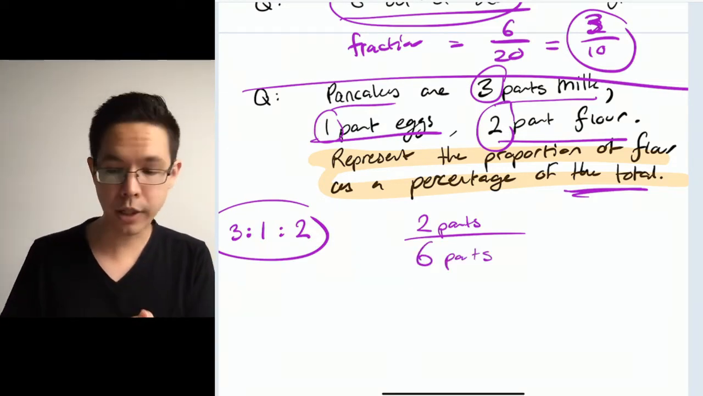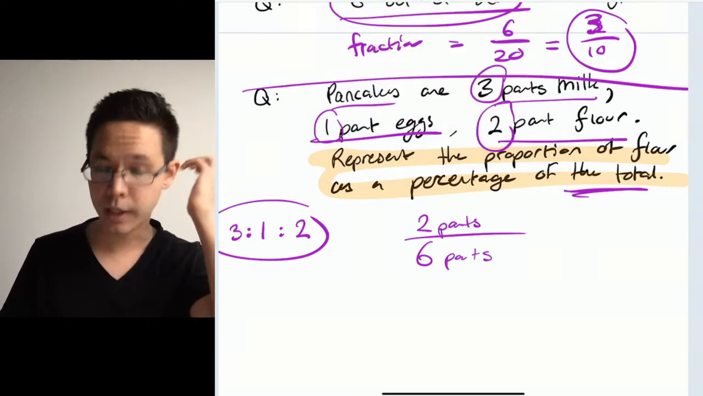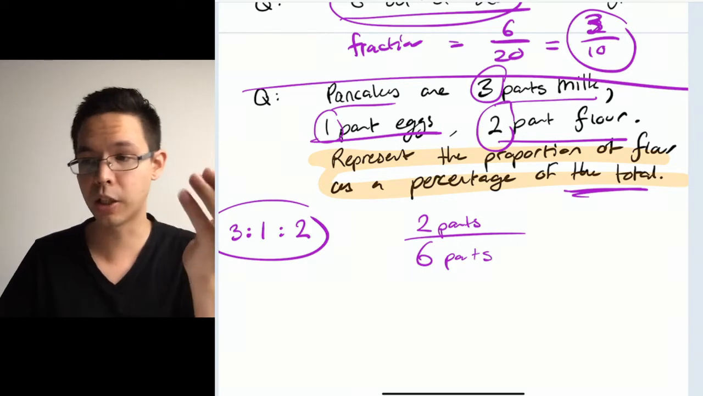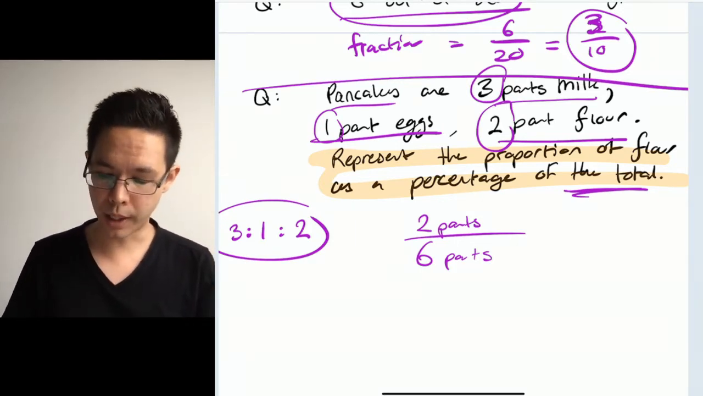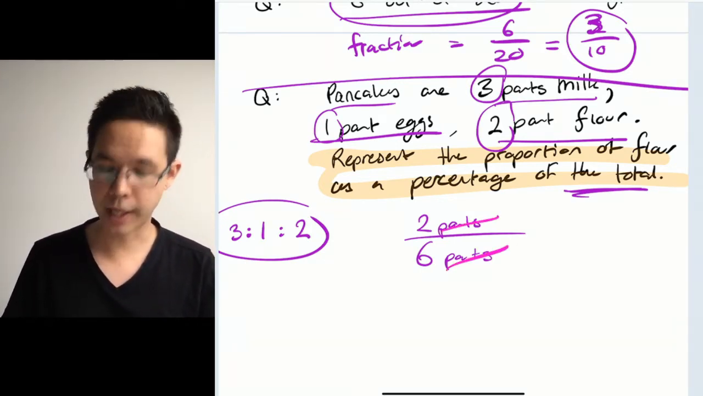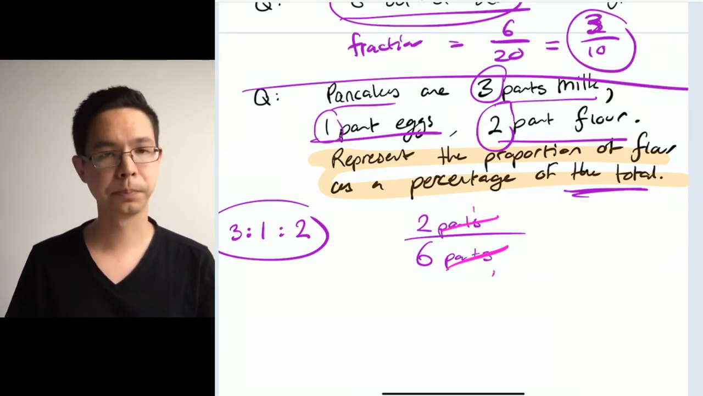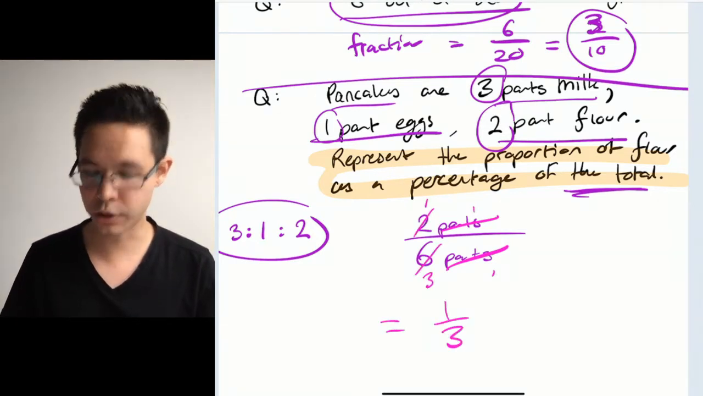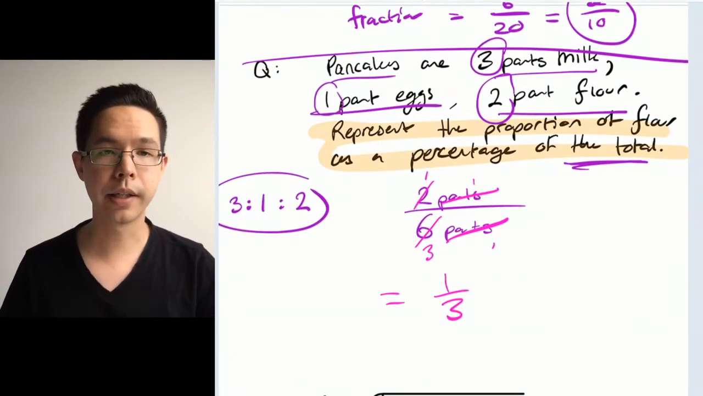And the thing about fractions, or ratios for that matter, is that not only can you divide top and bottom by a common factor, you can also divide things by common units. So parts divided by parts actually cancels out. 2 divided by 2 gives me 1. 6 divided by 2 gives me 3. So the ratio is actually 1/3. That is a fraction of the total, but I need to do that in percentage.